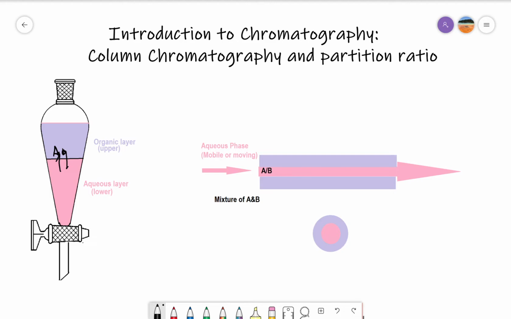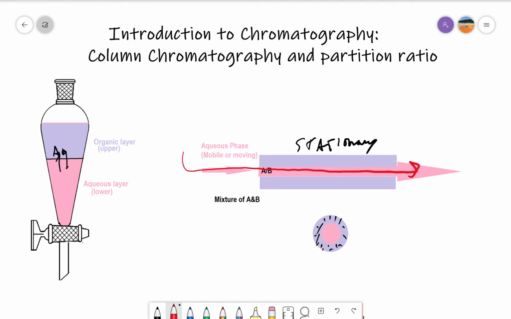This process can also be duplicated in what is referred to as column chromatography, in which case you don't have individual separate separatory funnels. You have a column which has a stationary phase, so in this cross section it might be the interior surface of the column, and you have a mobile phase which moves through the column. In this case, A and B can interact with the surface and come to equilibria between the moving phase, the aqueous phase, and the stationary nonpolar phase.